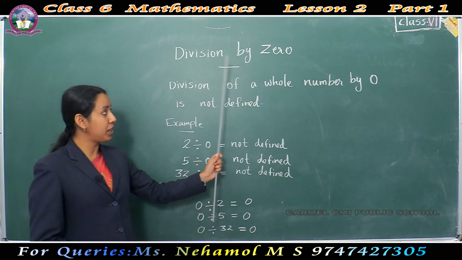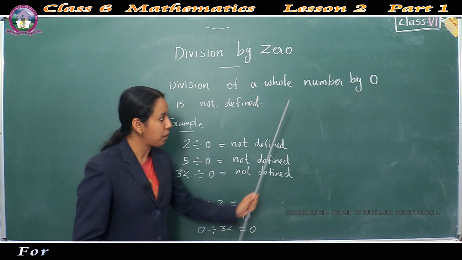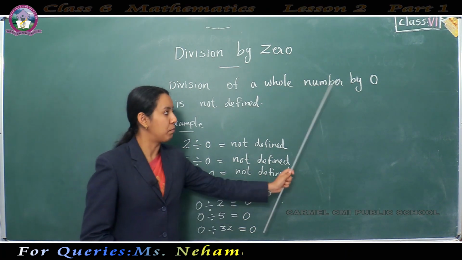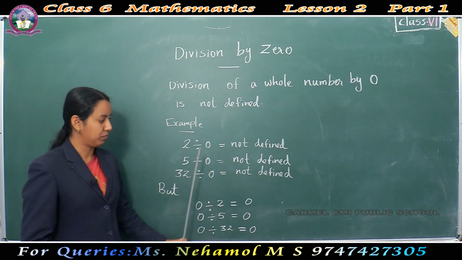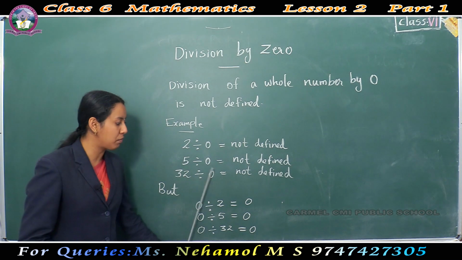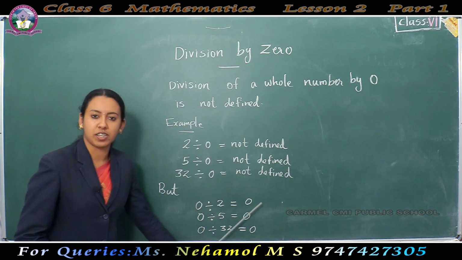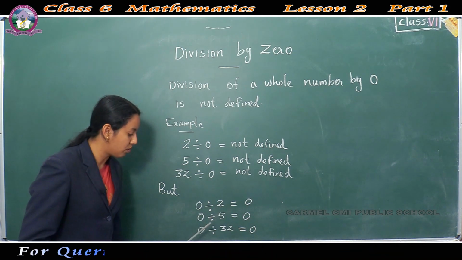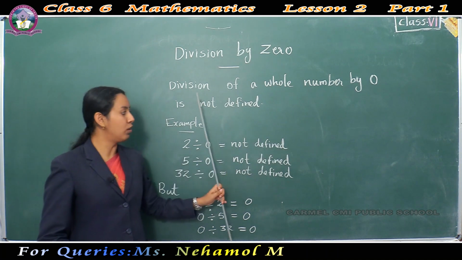Next topic, division by 0. Division of a whole number by 0 is not defined. Example, 2 divided by 0 is not defined. 5 divided by 0 not defined. 32 divided by 0 not defined. But 0 divided by 2 is 0. 0 divided by 5 is 0. 0 divided by 32 is also 0. Division of a whole number by 0 is not defined.